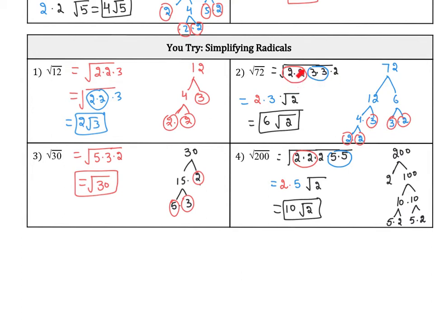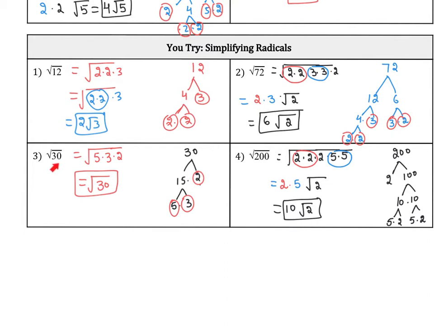2 times 2 makes one pair, 3 times 3 makes another pair. Taking out one number from each pair: one number from this pair, which is a red circle, that's 2. One number from this pair, that is 3, outside. Inside you're left with 2. Multiply the numbers that are outside of the radical symbol. So 2 times 3 is 6, square root 2, and that's going to be your answer.